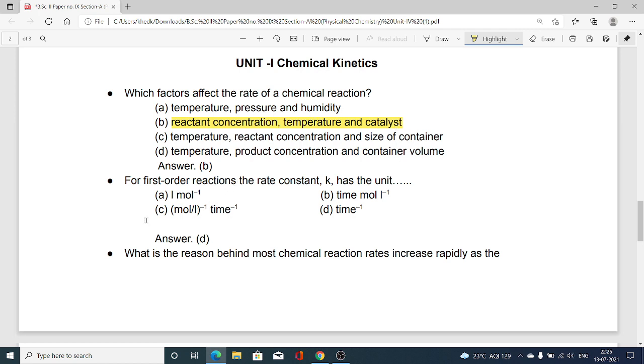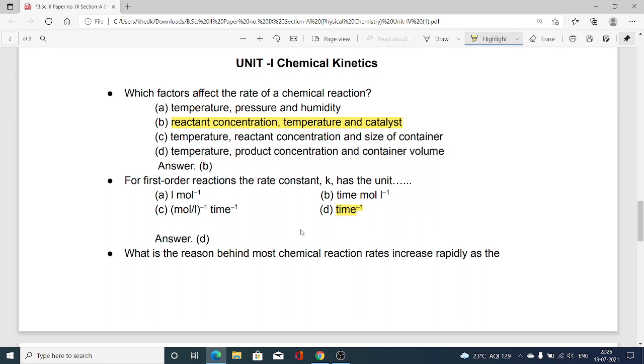Then next MCQ, for the first order reactions, the rate constant K has the unit dash dash. Option A, liter per mole. Option B, time mole per liter. Option C, mole upon liter bracket raised to minus 1 per time. D, per time. Option D is correct one for the first order reactions. The unit of rate constant for the first order reaction is per time. That is option D is correct.